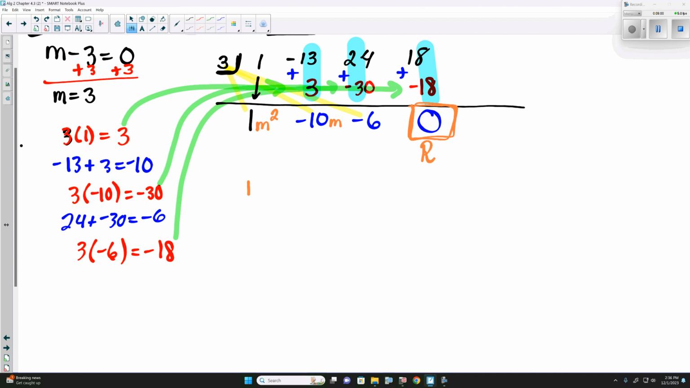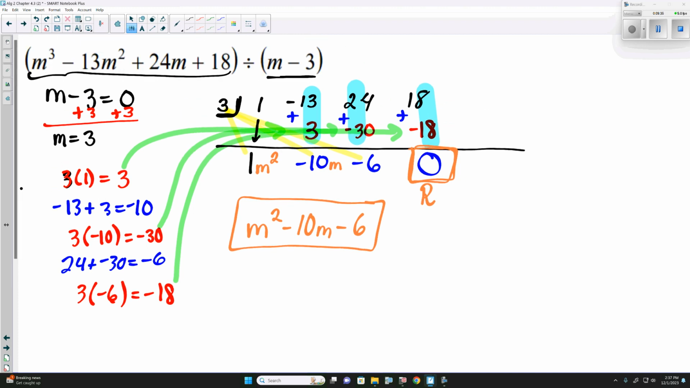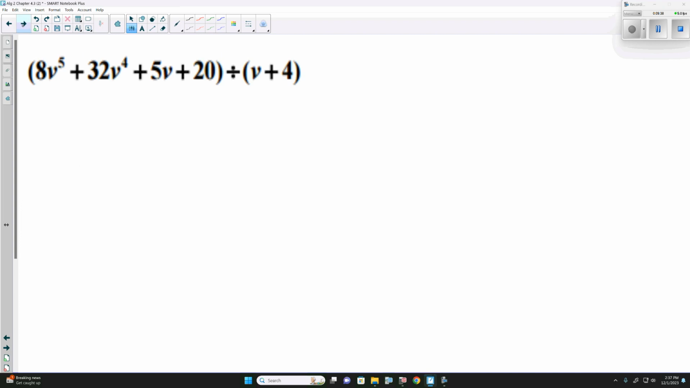And what that tells us is our final answer is m squared minus 10m minus 6. And since the remainder is 0, we don't have to add it in. That's it. It would give us the exact same value. Let's look at the next one.